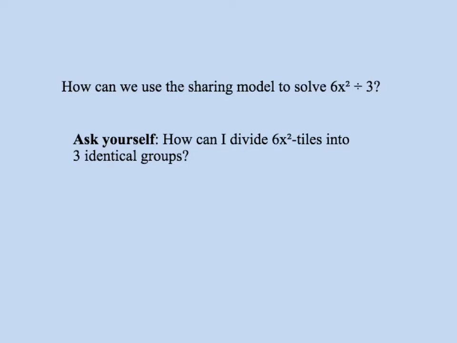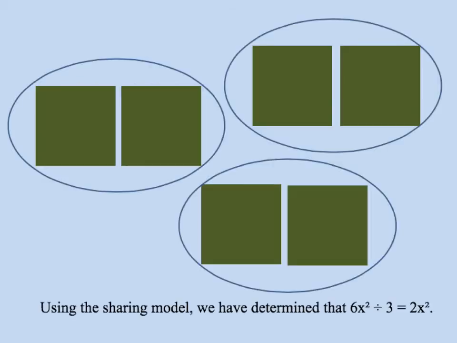How can we use the sharing model to solve 6x squared divided by 3? Ask yourselves, how can I divide 6x squared tiles into three identical groups? To make three identical groups with 6x squared tiles, we would have to place 2x squared tiles into each group. That tells us that 6x squared divided by 3 is equal to 2x squared. The quotient is the amount of tiles that we've placed in each group. So using the sharing model, we have determined that 6x squared divided by 3 is equal to 2x squared.